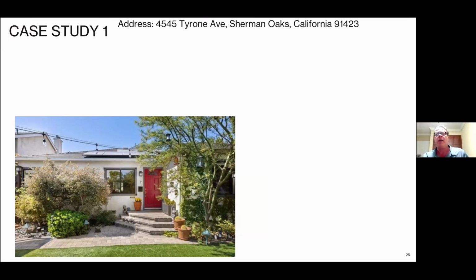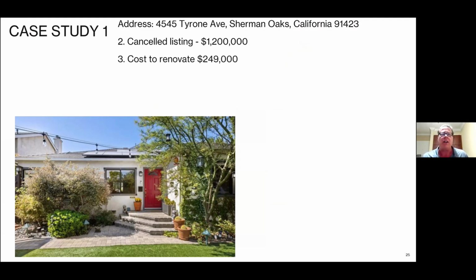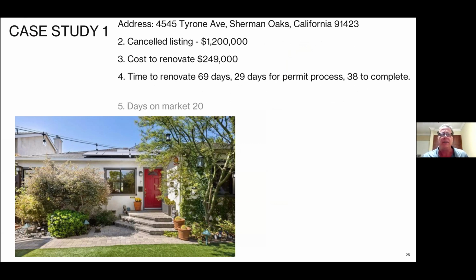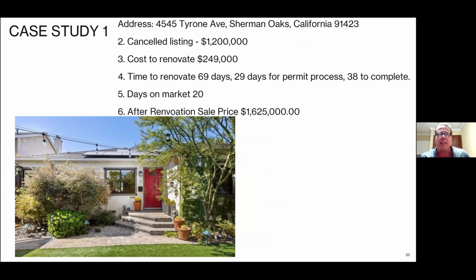This is a case study that we did, 4545 Tyrone Avenue in Sherman Oaks. It was a canceled listing. What's important is this property did not sell. It went out of listing. We went in, we gave them a cost to renovate, the time to complete it, days on market after our renovation, and after-renovation sale price. So it was a canceled listing at $1.2 million. They invested $249,000 with us for the renovation. The property sold for $1,625,000, 20 days after we were done, and we were done in a month and a half. Complete soup to nuts.